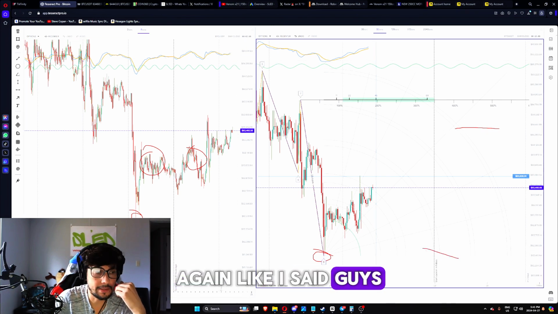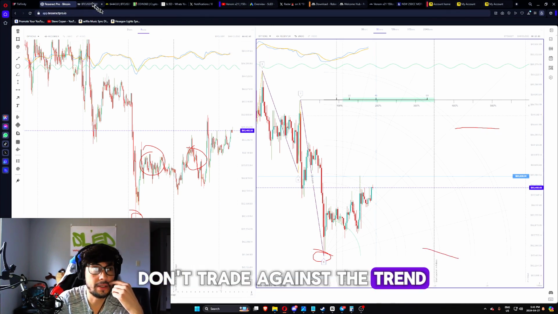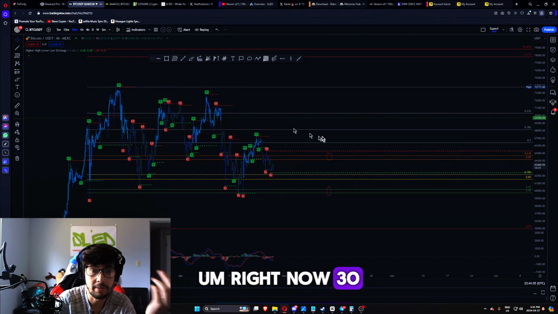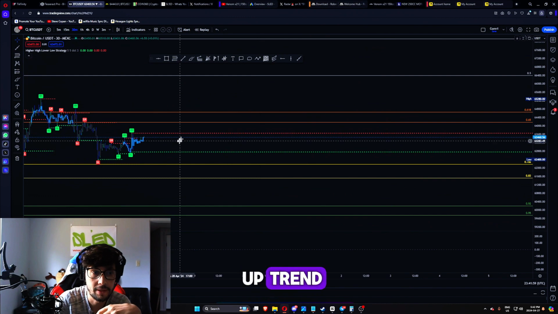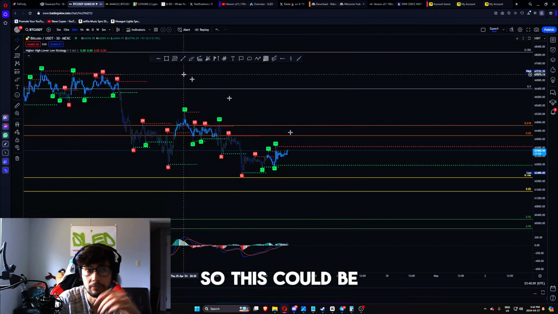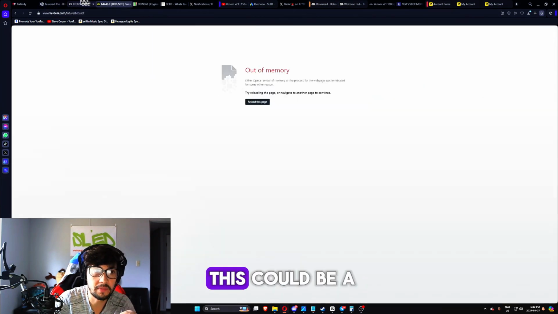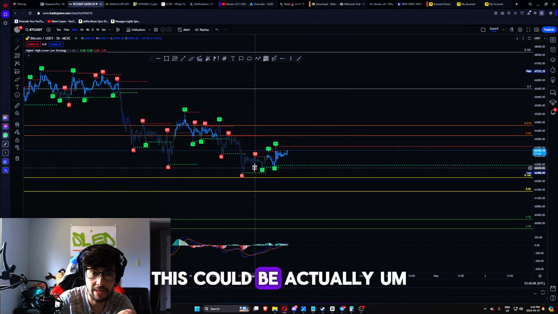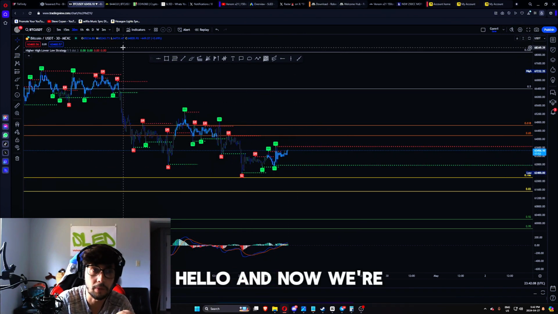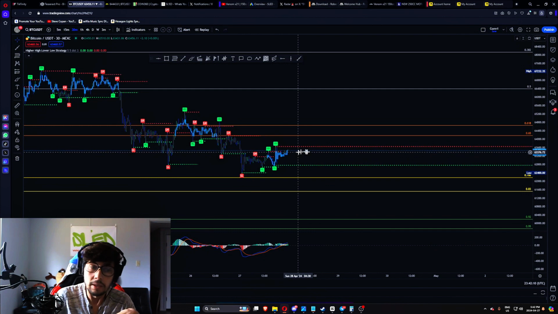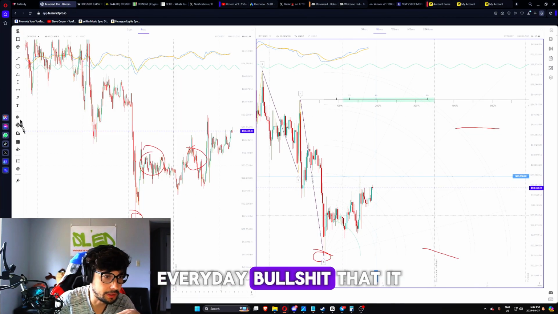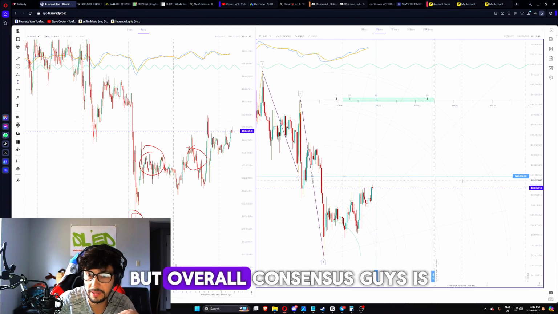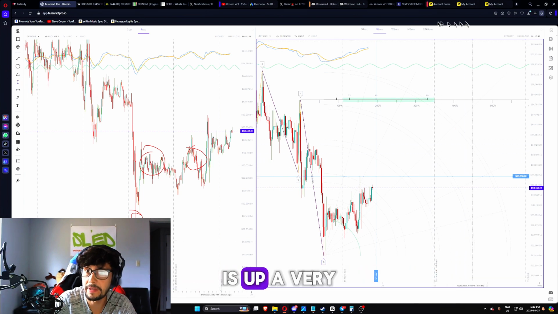Again, like I said, guys, trade with the trend, don't trade against the trend. Right now, on the 30-minute chart, we're transitioning to an uptrend. So this could actually be a low, and now we're going back, and the regular Bitcoin hustle, everyday stuff that it does. But overall consensus, guys, is up. I'm very bullish.